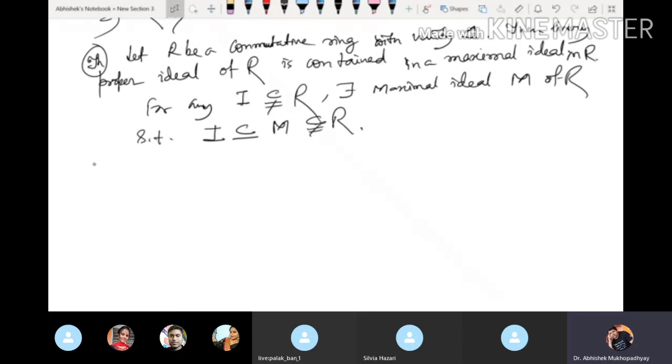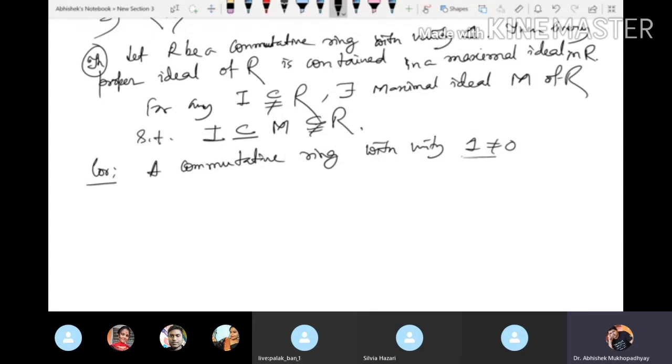And this theorem will give you a corollary, that is, a commutative ring with unity 1 not equal to 0. That is, in that case we are considering that 1 is not equal to 0, because if 1 is equal to 0, then this will give you the 0 ring. So this has a maximal ideal, that is, a commutative ring with unity 1 must have a maximal ideal.